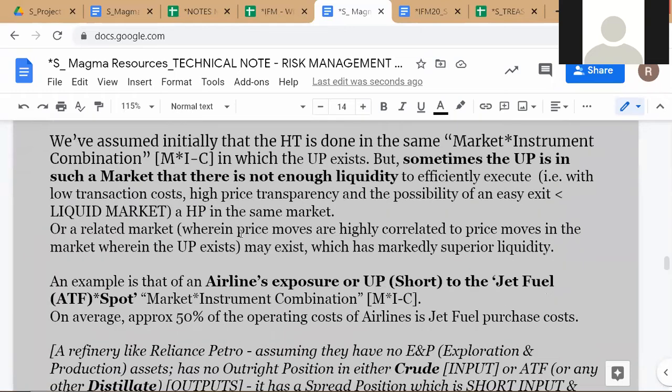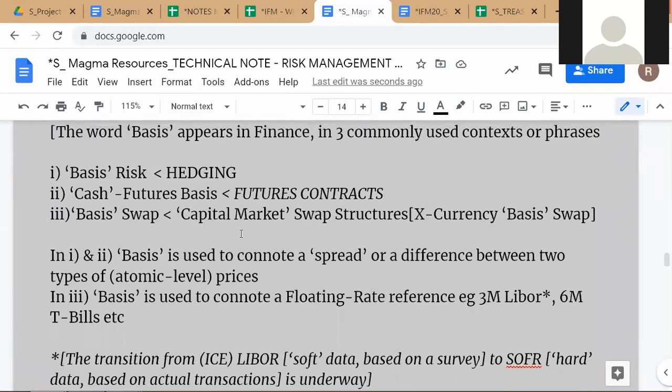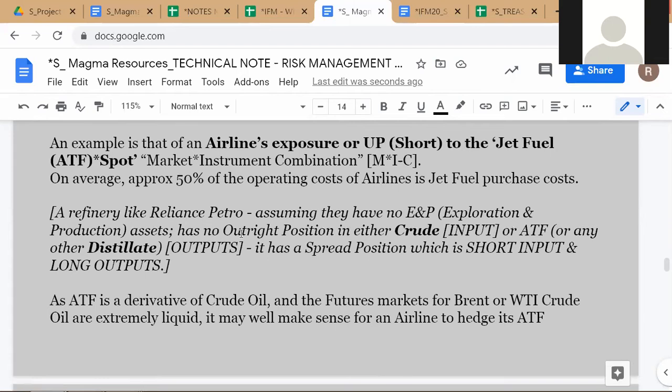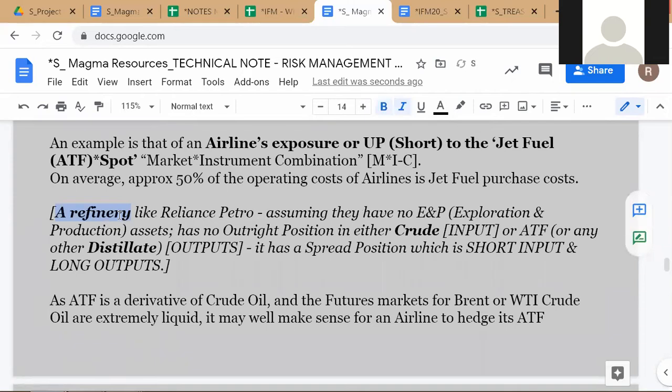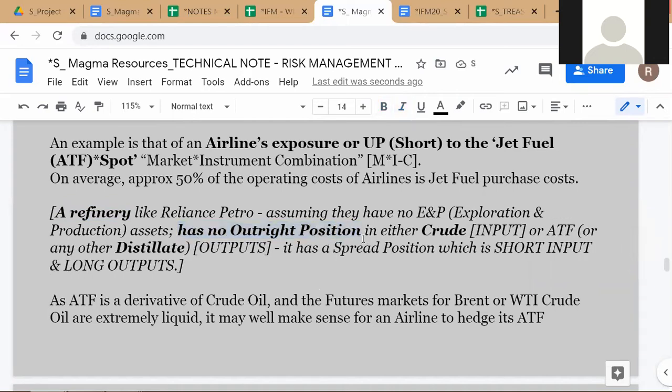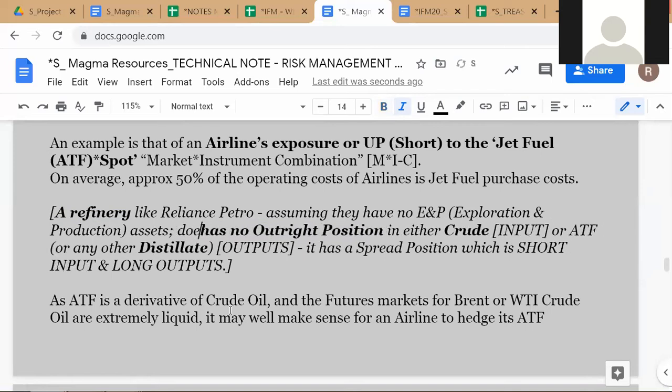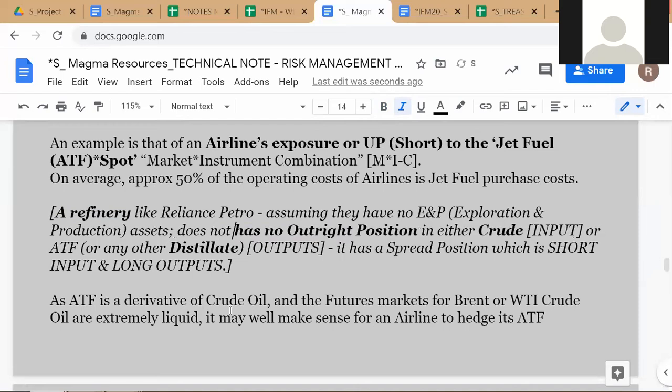Yeah, so this is the point to understand here: a refinery. Let's understand it with respect to the refinery. A refinery, this is the point you have to understand. What are we trying to understand? It has no outright position. Well, it's not the right way to write it, actually. If you look at it in isolation, it has. Let's change the wording a little bit.